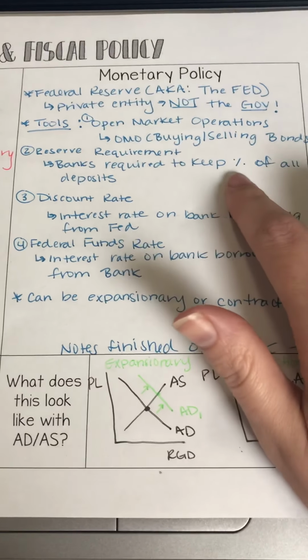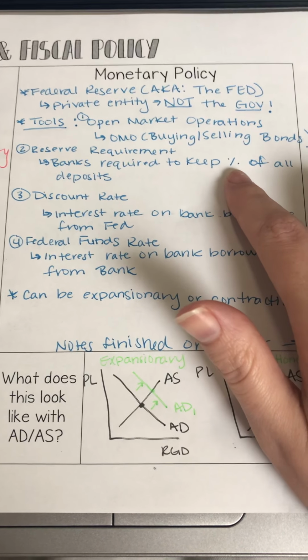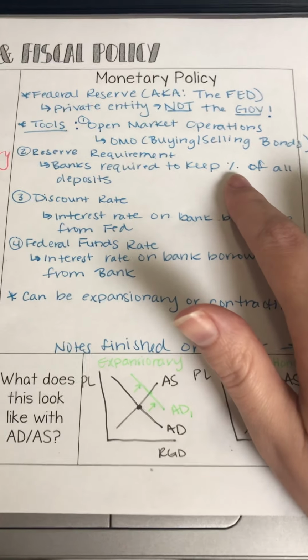So if we say the reserve requirement is 10%, that doesn't mean every single Wells Fargo keeps 10%. It means the Wells Fargo Corporation as a whole keeps 10%. All right.